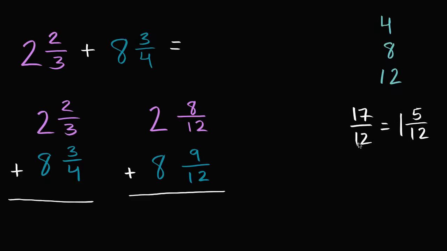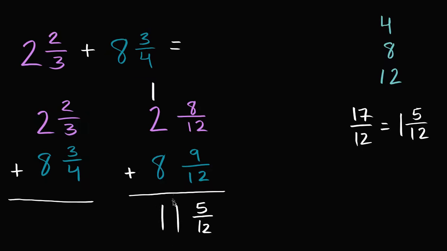How did I figure that out? 12 goes into 17 one time, and then I still have 5 left over. 17/12 is the same thing as 1 and 5/12. So what I could do is write the 5/12 part in the fraction place of our numbers, and then I can regroup the 1, put it in the whole number column. And now I can just add the 1 plus 2 is 3 plus 8 is 11. So we get 11 and 5/12.